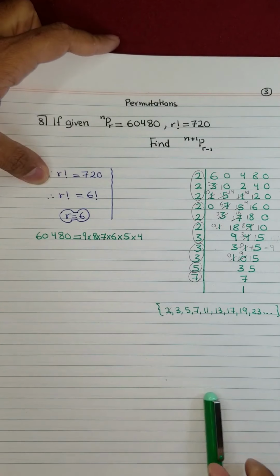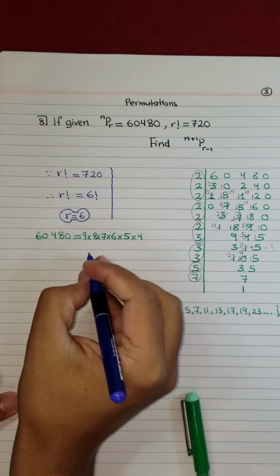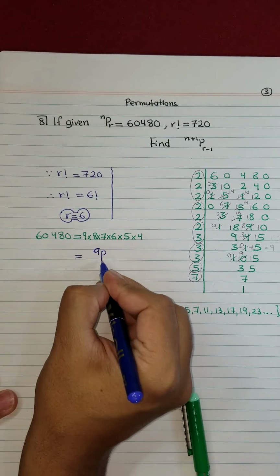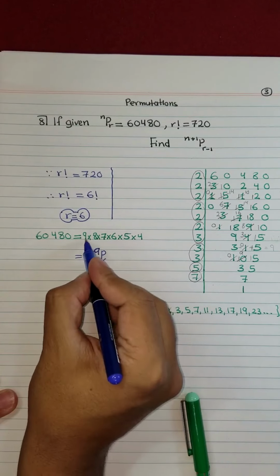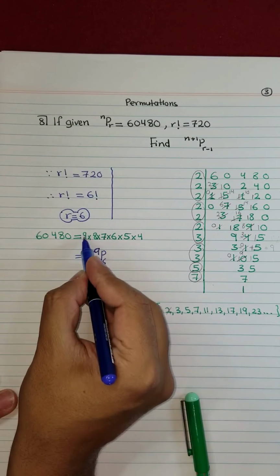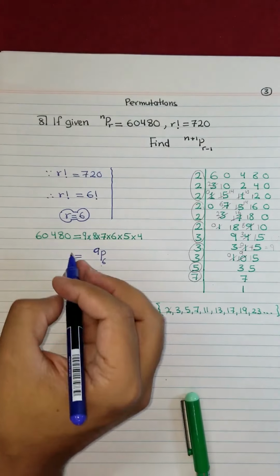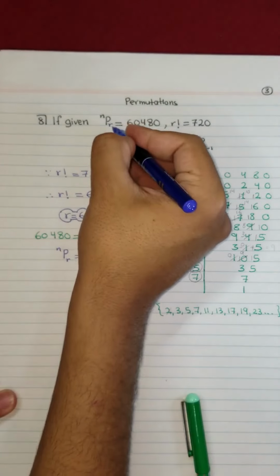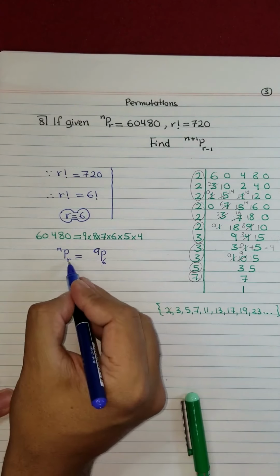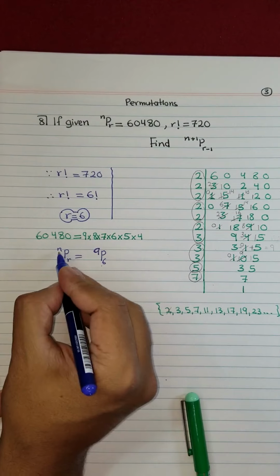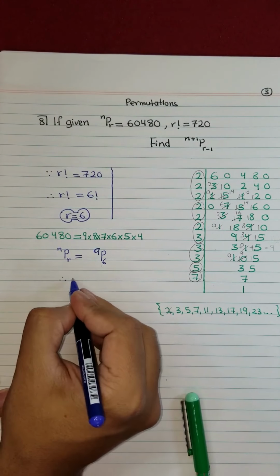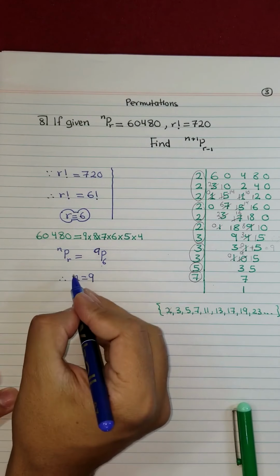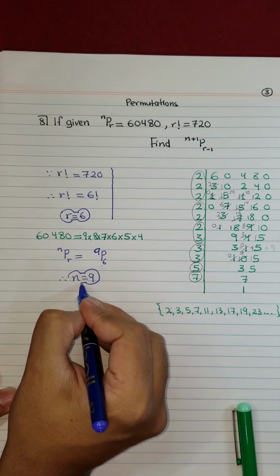So 60, 80, this means that 60, 80 is actually 9 permutation 6. 6 actions, and the largest one of the actions is 9. And this is equal to n permutation R, according to the question. So R is 6, we established this before. But here n is how much? So therefore n is equal to 9. Okay? So now we found n and we found R.